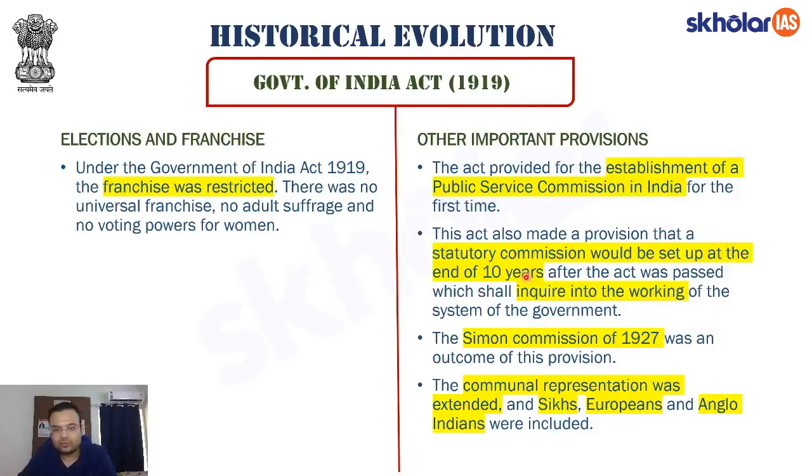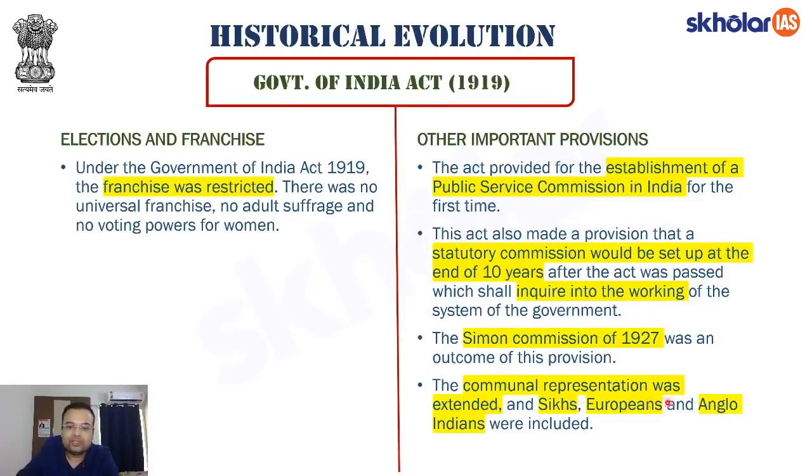What exactly was the logic? It was said in 1919 that the whole idea of creating this act is to bring about certain reforms, but we would also need to track how exactly these reforms are manifesting. As such, it included that after every 10 years there will be a committee, a commission that will be set up, which would look into how exactly Government of India Act 1919 is working. What exactly was that commission? It was the Simon Commission, which got set up in 1927 AD.